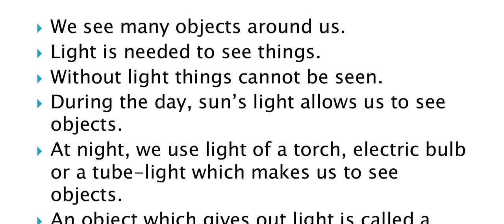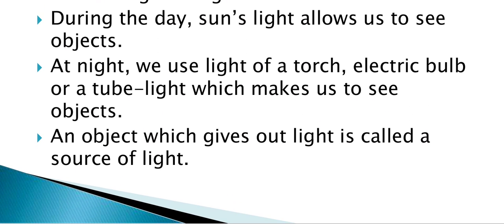During the day, the sun's light allows us to see the objects, and at night we use the light of a torch, electric bulb, or a tube light, which makes us see the objects. So light enables us to see objects from which it comes. An object which gives out light is called a source of light.